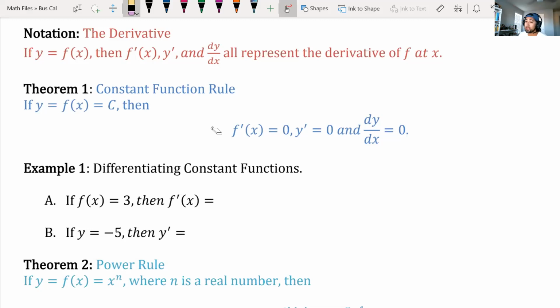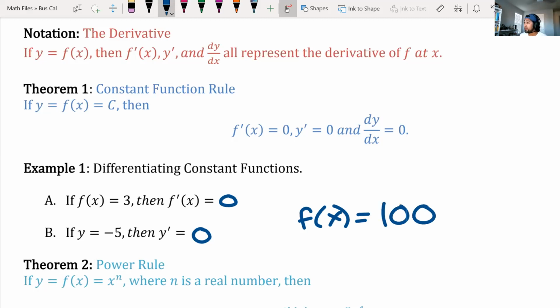Look at A. This says if f of x is 3, then what is the derivative of 3 going to be? Zero. That's it. Because 3 is a constant. Same thing with B. If y equals negative 5, what is the derivative of negative 5? Zero. Oh, that's so easy, right? Only with constants. If it was f of x equals 100, what would the derivative of that be still? 0.